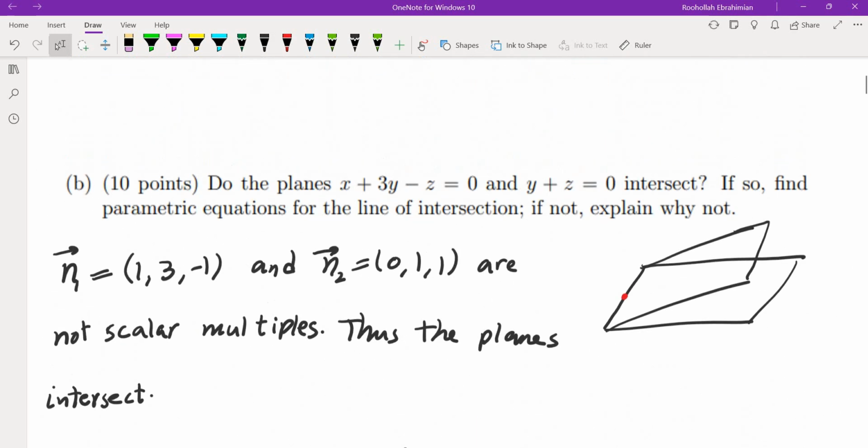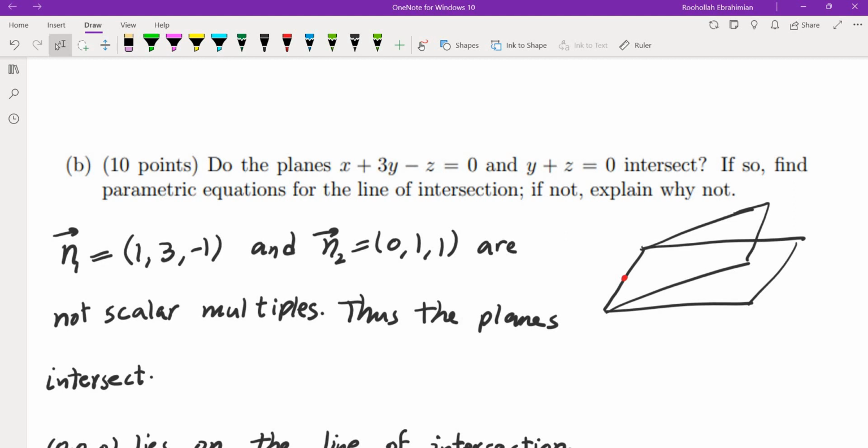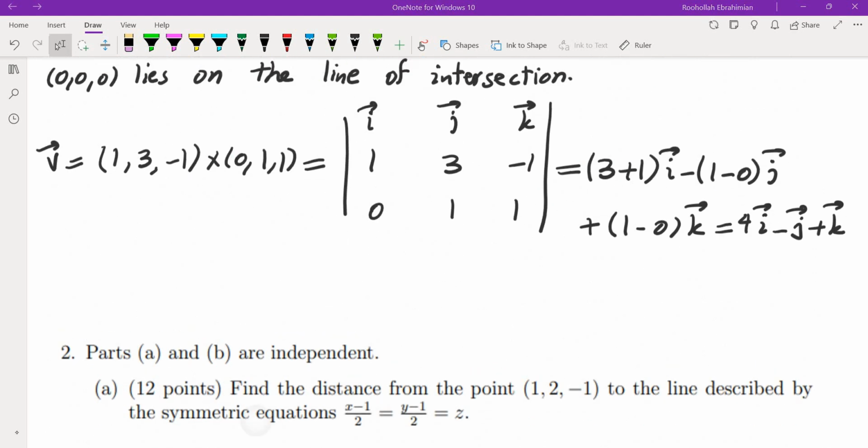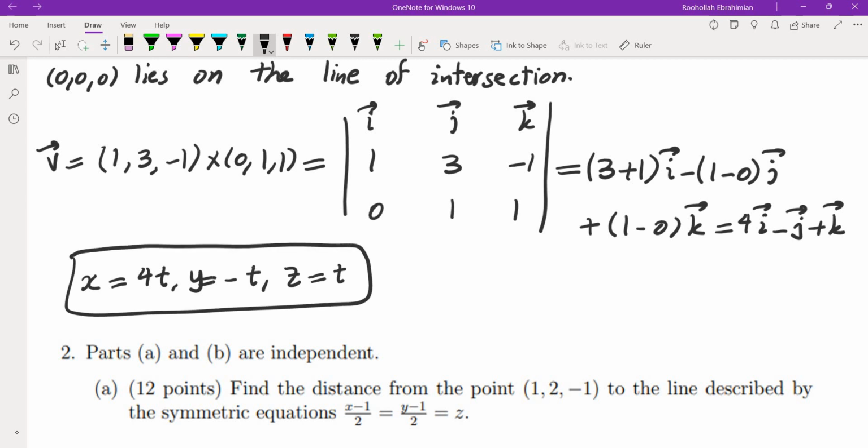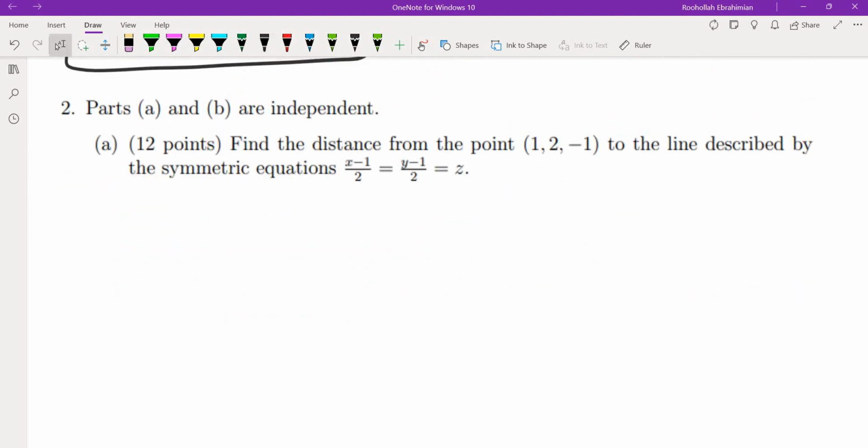And they asked us to find a parametric equation. So the line would be x equals 4t, y equals -t, and z equals t, since the origin is a point on the line. So this is the line of intersection. Let's move on to the next problem.